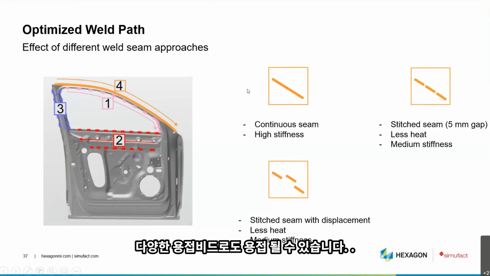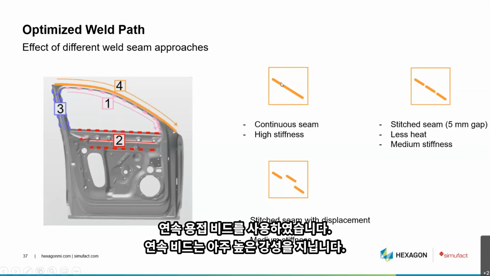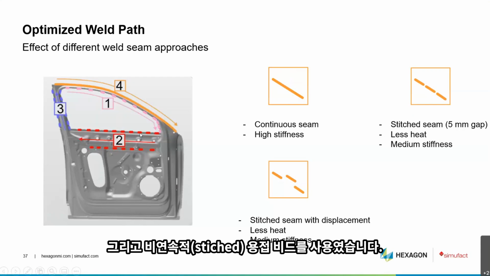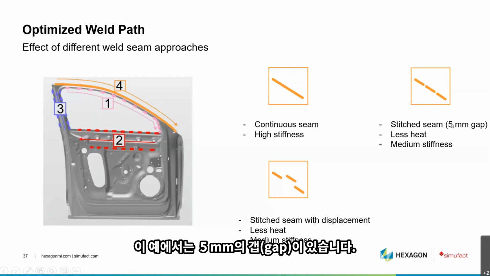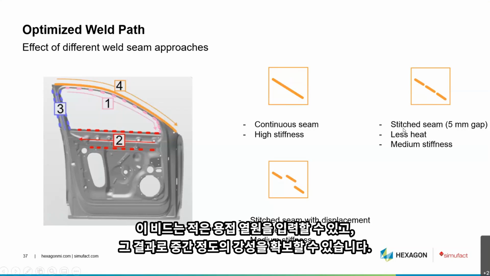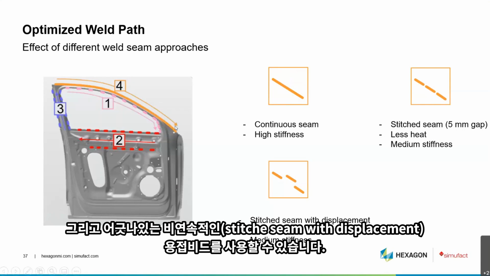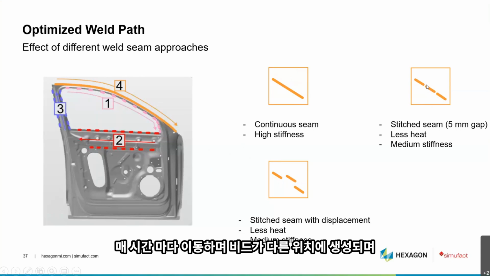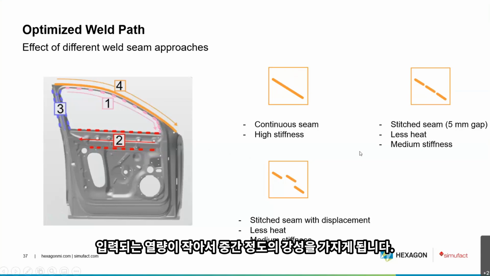And this can be done with different kinds of seams. So we could use a continuous seam, and this leads to a high stiffness. Or they could use a stitched seam. In this example, they propose a 5 millimeter gap, and this would lead to less heat input, and we would have medium stiffness as a result of that. Or we could have, instead of that, a stitched seam with a displacement, so move every second little seam out to another location. This again leads to less heat input and a medium stiffness.